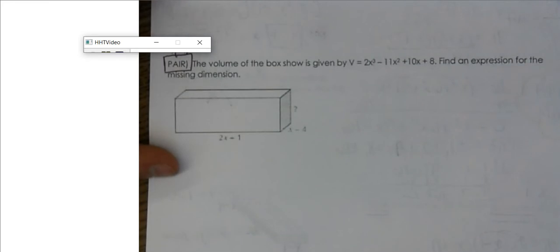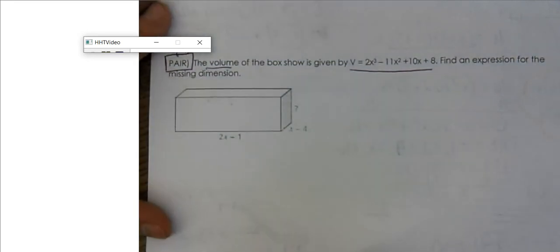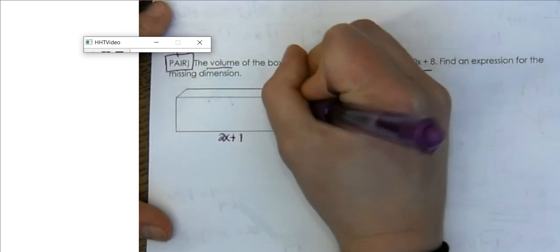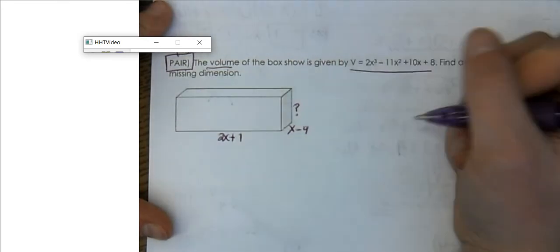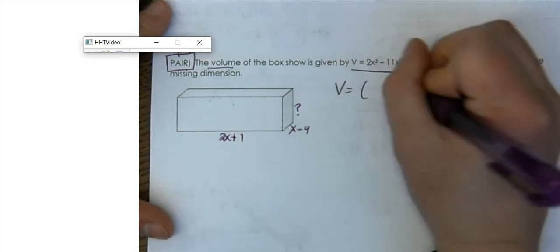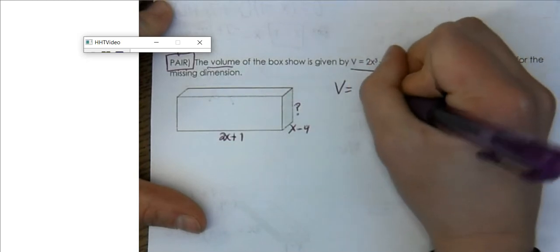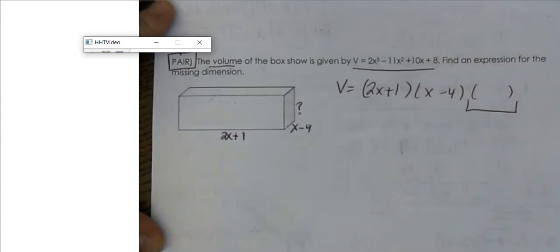So in this problem, it says that the volume of a box is given by 2x cubed minus 11x squared plus 10x plus 8. And what we want to do is find an expression for the missing dimension. So what I have here is 2x plus 1 and an x minus 4, and I just don't know what that last dimension is. What I do know is that if I were to factor this volume expression, I would break it apart into 3 parentheses. One of those parentheses is going to be a 2x plus 1, and the other is going to be an x minus 4. I just don't know what the third one is going to be.